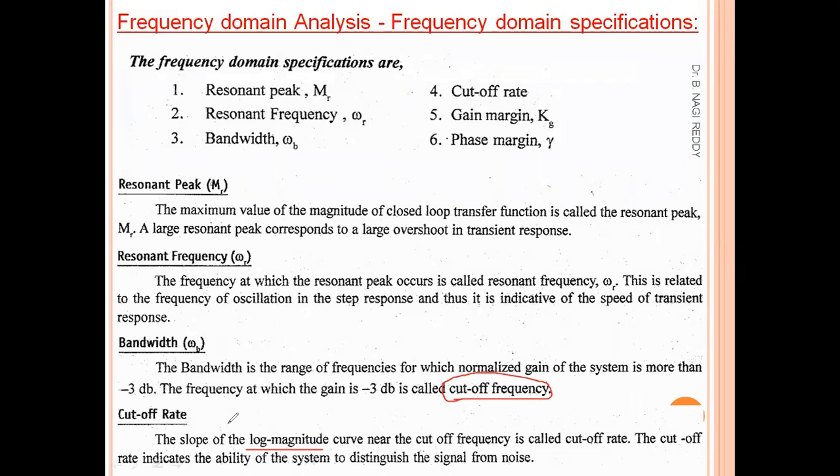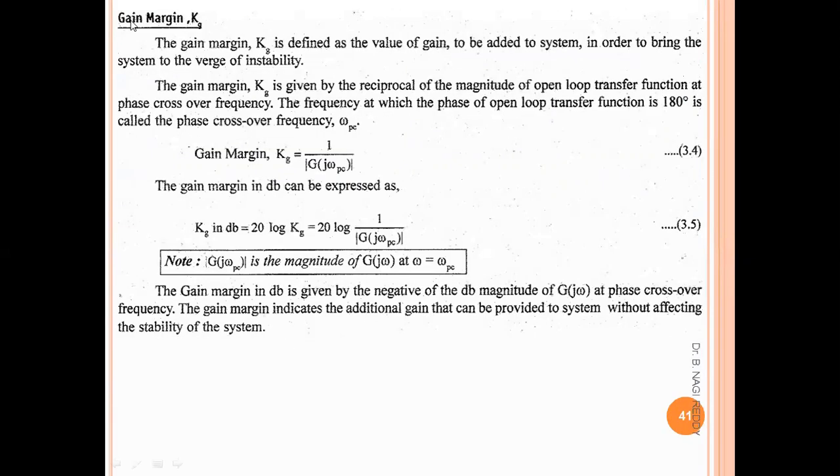And this cutoff rate determines the strength of the system, how it overcomes the disturbances, or how accurately it works to bring the system into stability. Those things will be determined by this cutoff rate. Generally, by seeing the cutoff rate, the system stability and the system ability can be defined.